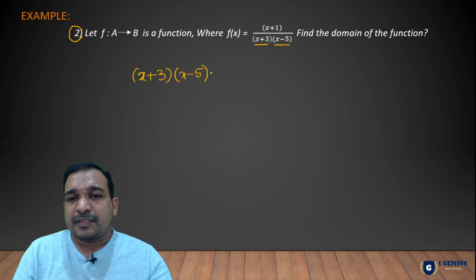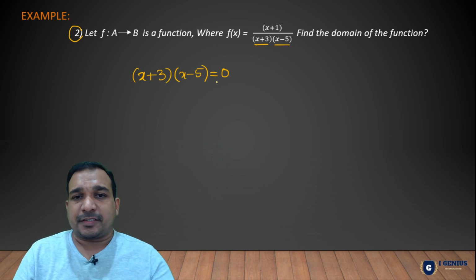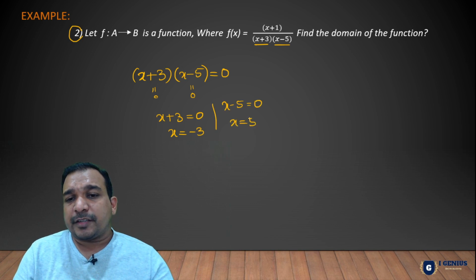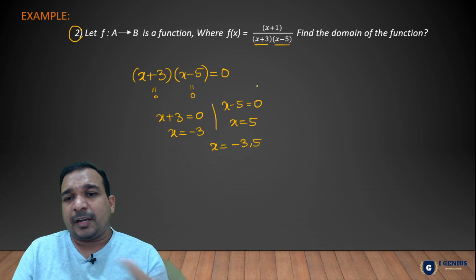Where it becomes 0, I'll find out those x values first. So either this is 0 or this may be 0. So if x plus 3 is 0, then x equal to how much, guys? Minus 3. Where x minus 5 is equal to 0, then x equal to how much, guys? 5. So where the denominator becomes 0, at x equal to minus 3 and 5. At minus 3 also the denominator becomes 0. At 5 also the denominator becomes 0.